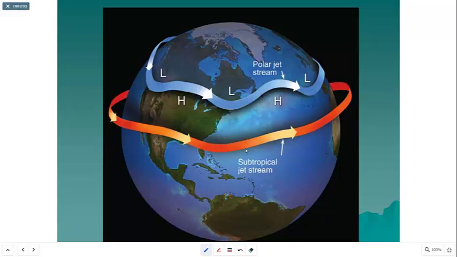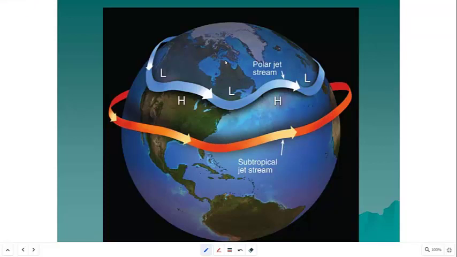And then we have the subtropical jet stream a little bit further south, and this can be more aligned with the subtropical high region around 30 degrees latitude. There is a third one that does show up during the winter season on occasion, and that is called the Arctic jet, but your book did not talk about that particular jet stream.